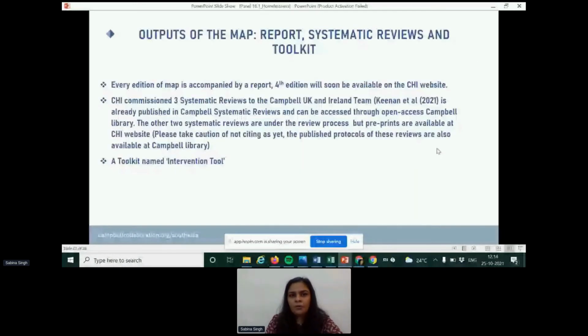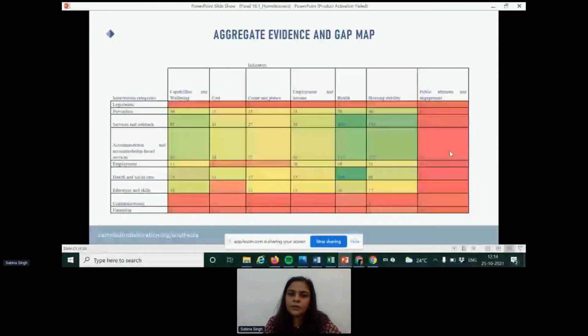Now I'll be quickly talking about the outputs of the map. Every map is accompanied by a report. The fourth edition will soon be available on the CHI website. And depending on this aggregate evidence and gap map, you can see that these areas had a rich body of evidence, rich in terms of the number of studies.